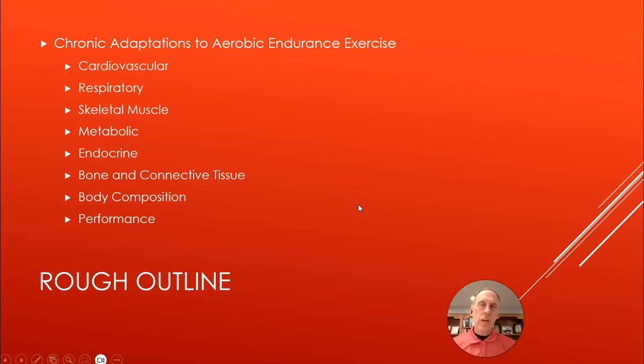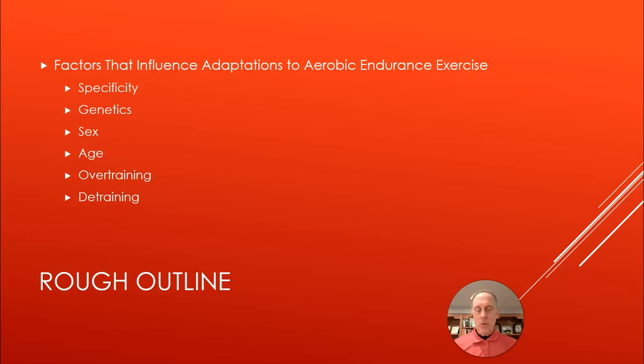Very similar outline to what we had before. So the format's going to be pretty much the same. It's just going to be different content. So to that end, we'll go through the two main parts of acute and chronic adaptations, if I can say it correctly. And then we'll talk about the factors that influence these adaptations, which are the specificity of training, genetics, sex, age, overtraining, and detraining. Again, it looks very similar to what we did before. It's just the topic is different. That's all.